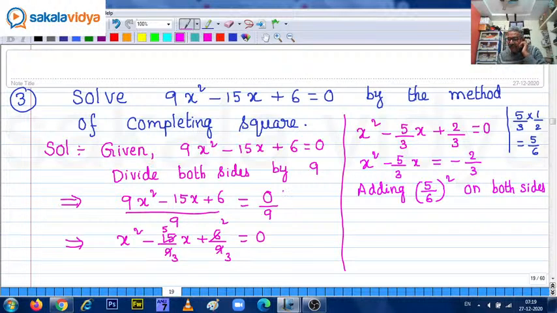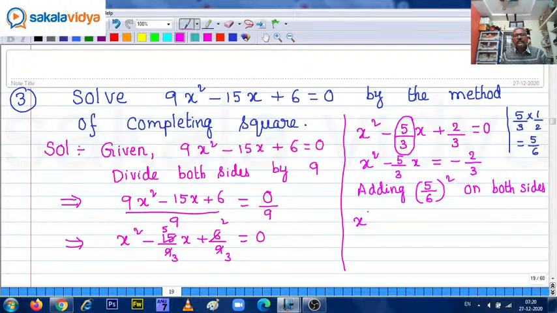5 by 6, you could not understand. Very simple. Take x coefficient without sign. Whether it may be negative or positive, you take positive. 5 by 3. Just multiply. Always multiply coefficient of x with 1 by 2. Whatever you get, that value square and add. That's all. 5 by 3 into 1 by 2. Multiply 5 by 3 with 1 by 2 to get 5 by 6. So adding 5 by 6 whole square on both sides. That's all.